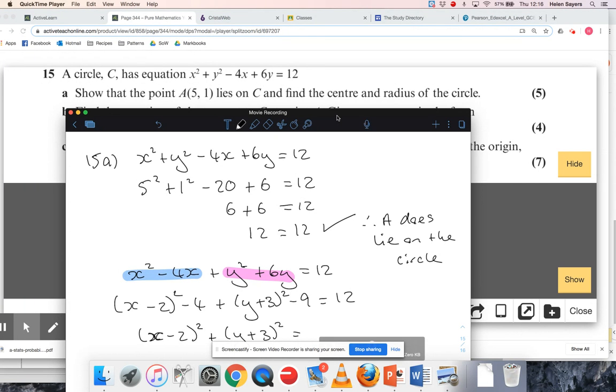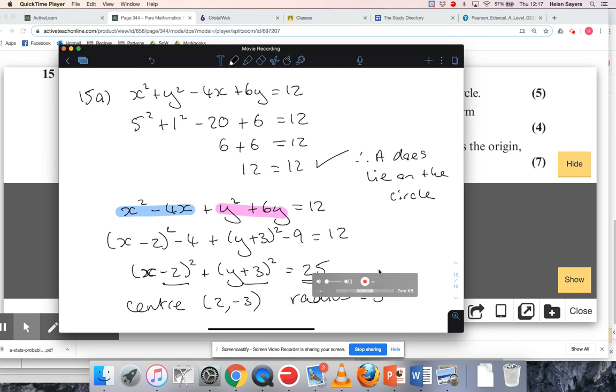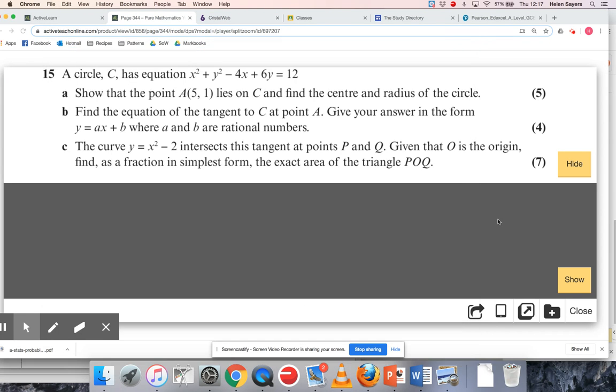Then I'm going to take my constants over to the right hand side. So 12 plus 4 plus 9, and from that I can say that the centre is (2, minus 3), so the opposite signs of what's in the brackets, and the radius is the square root of 25. So the radius is 5.